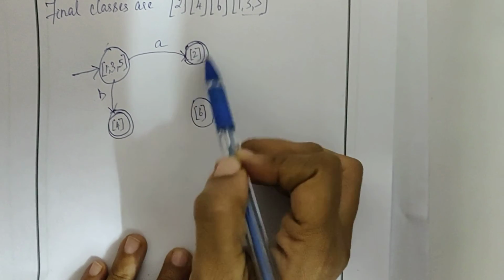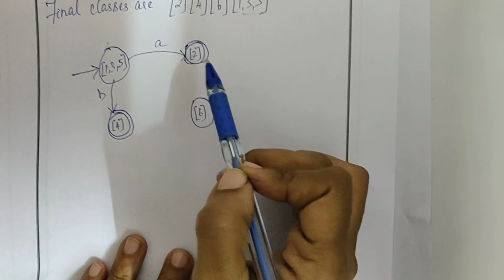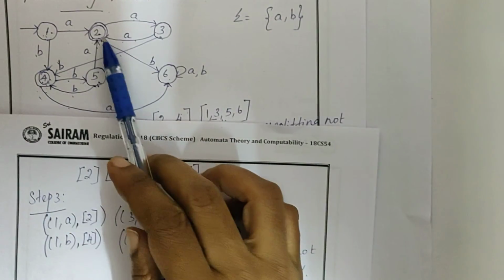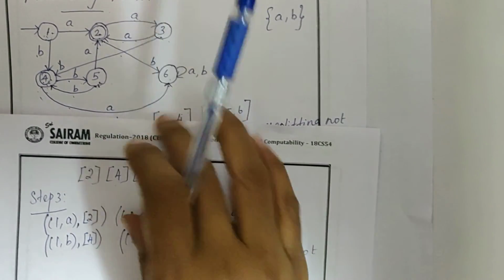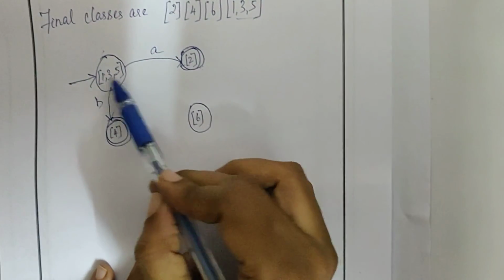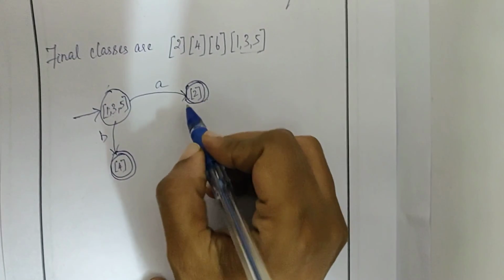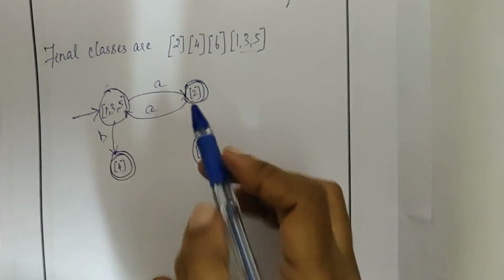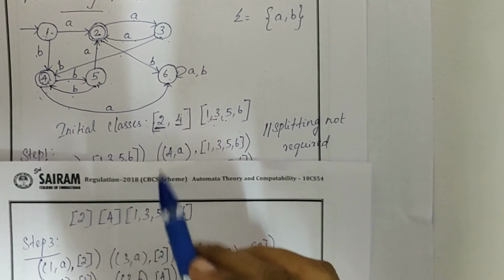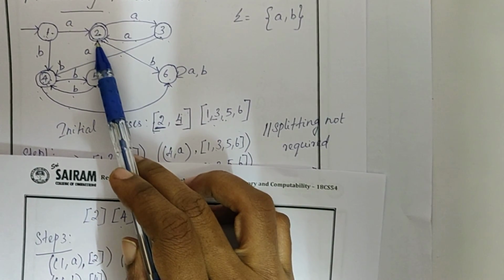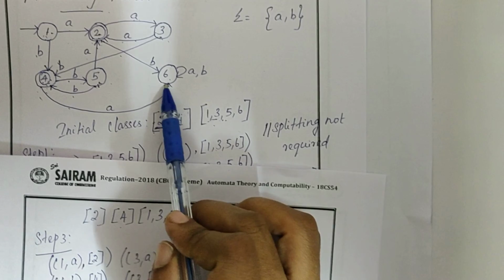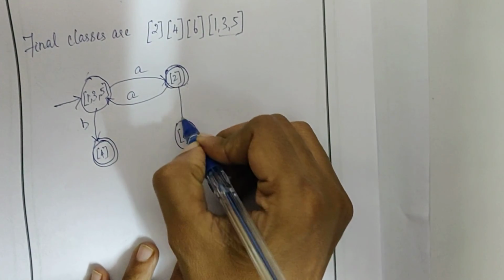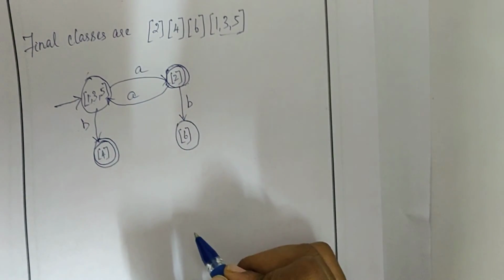Now coming to this class, 2. You have to find the transition of 2 A and 2 B. 2 comma a, it is moving to 3. 3, where do I have this 3? Here. So 2 comma a, it is moving to 3. Then I have to find 2 comma b. 2, when it takes b input, it is moving to 6.